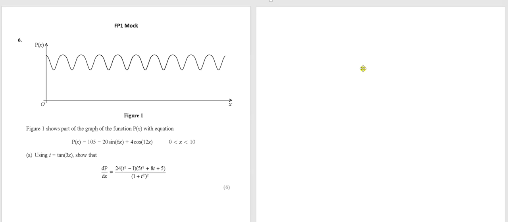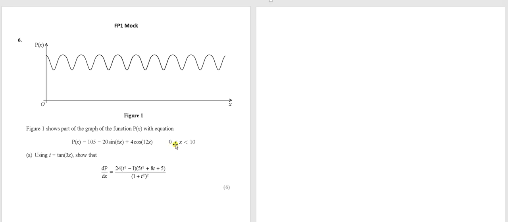This is further maths, further pure 1 mock paper. We're looking at question 6. This question involves the t formulae. We can tell that because in part A it says using t equals tan 3x, and we've already got an expression up here involving sine 6x and cos 12x.